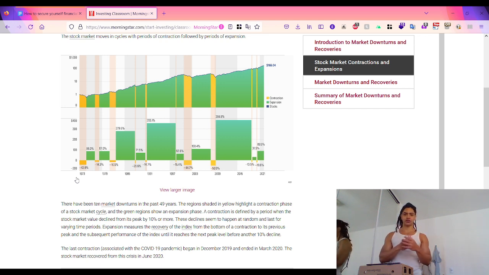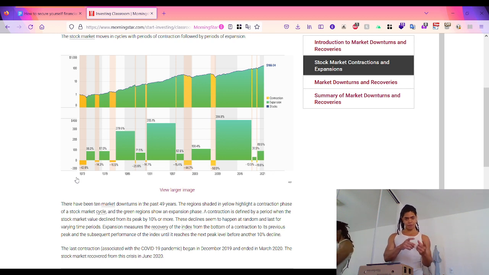So the graph shows the contraction phase shaded yellow, and the expansion phase shaded green. A contraction is defined as when the stock market declines 10% or more from its peak. This is a technicality, and this decline seems to happen at random phases as well.